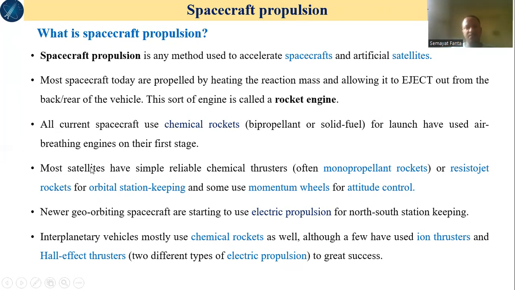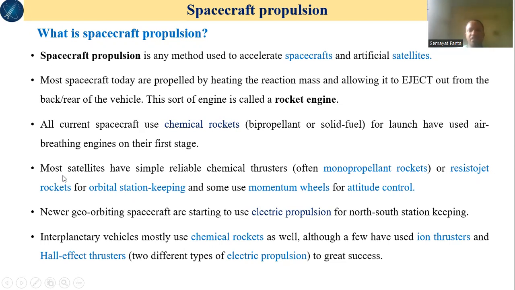All current spacecraft use chemical rockets. Here we are talking about the type of fuel we are using. Most spacecraft use chemical fuels, meaning the fuel contains the fuel and the oxidizer together. These chemicals are either bipropellant or solid fuel. How bipropellants are used will be another topic. We have topics which can cover all this.